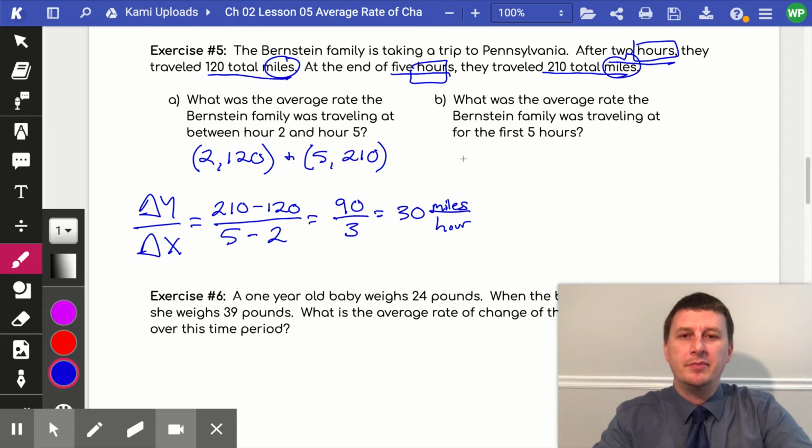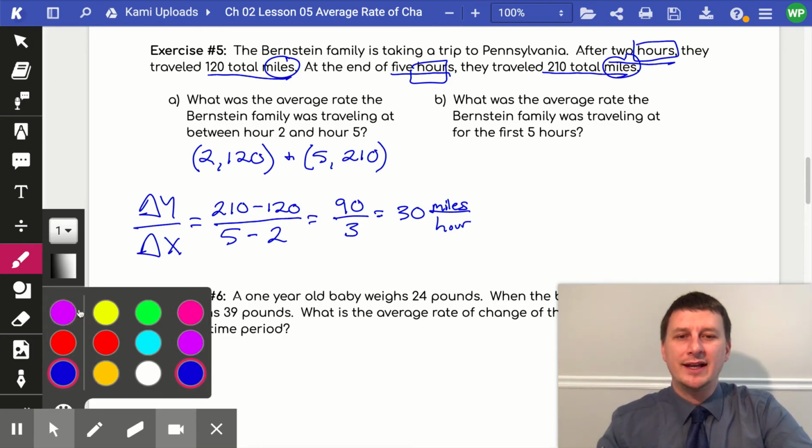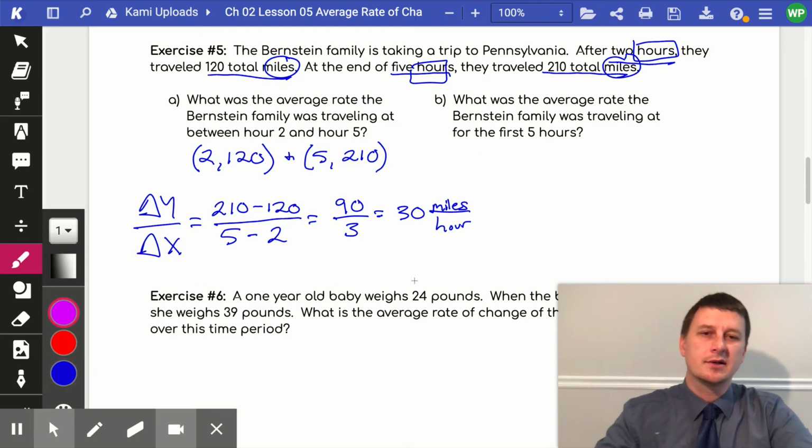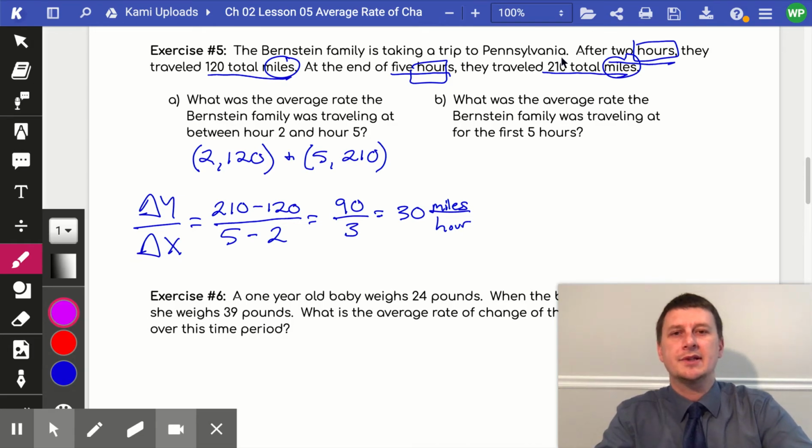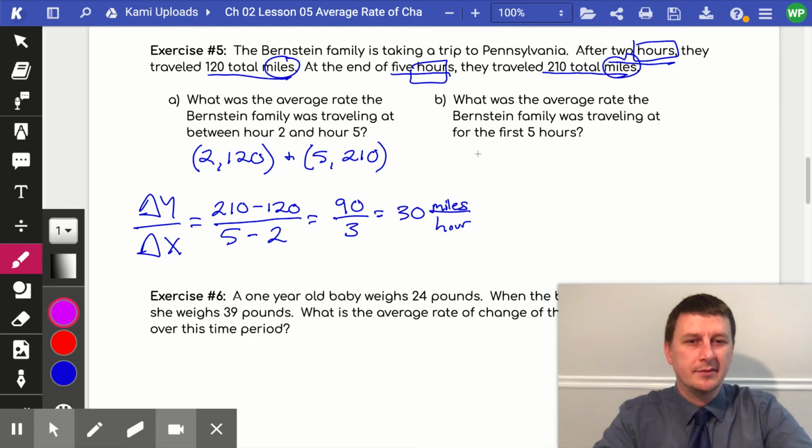But now in part B, we want to find what was the average rate the Bernstein family was traveling at for the first 5 hours. So this one's different, because in part A, we're just starting at hour 2 and going to hour 5. But this one wants the first 5 hours, including the beginning of the trip. Do we know the beginning of the trip? And the answer is yes, we do, because the beginning of the trip started at time 0.